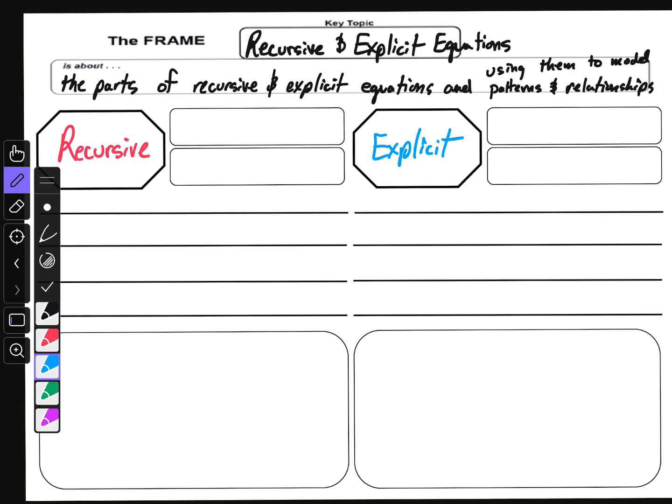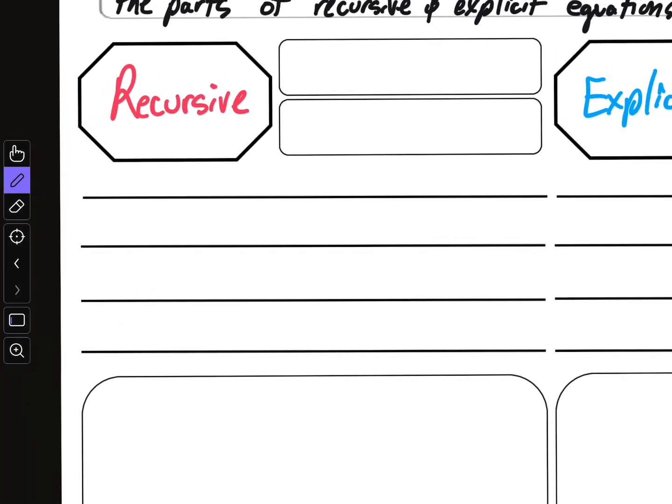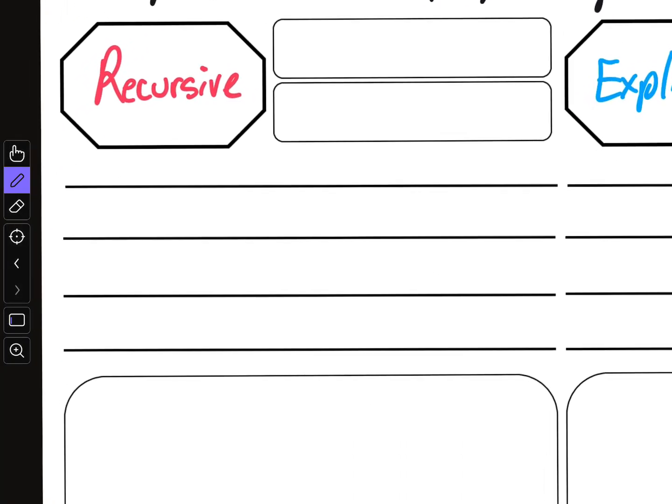Okay, so again, I'm going to zoom in on each of those so that you can focus just on those parts. All right, so for recursive, here's the main idea.